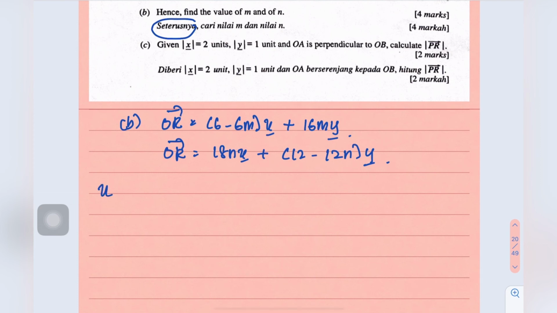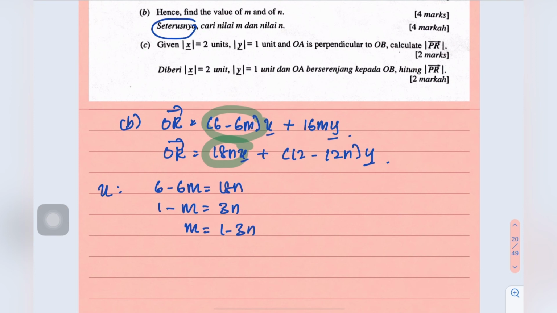So compare vector x and vector x. Here we got 6 minus 6m equals to 18n. We can divide by 6, so 1 minus m equals to 3n, so m equals to 1 minus 3n. For vector y, this one and this one, 16m equals to 12 minus 12n. We can divide by 4, so 4m equals to 3 minus 3n.